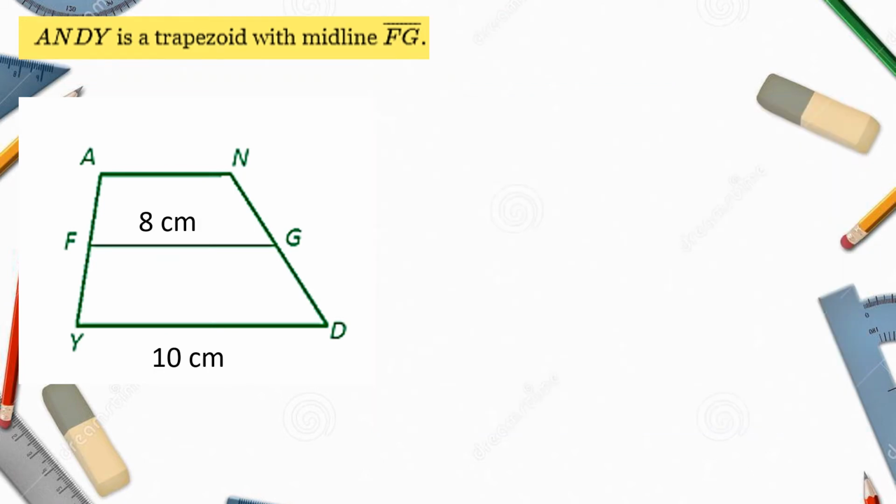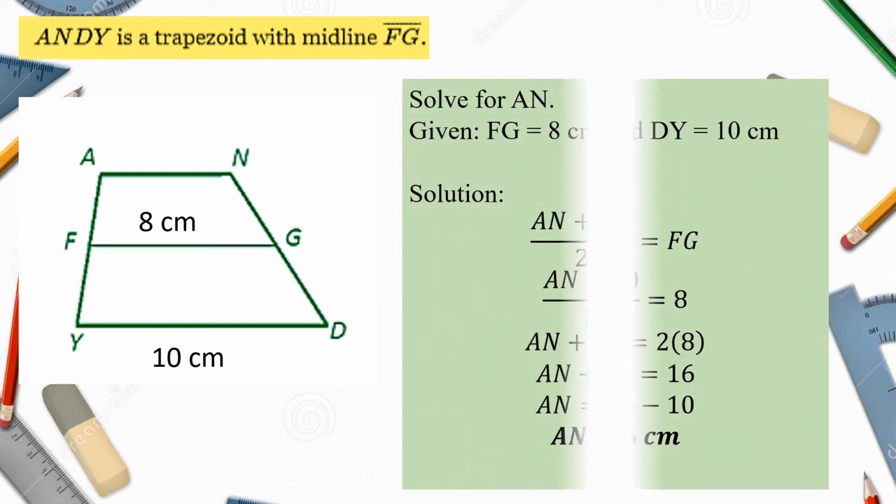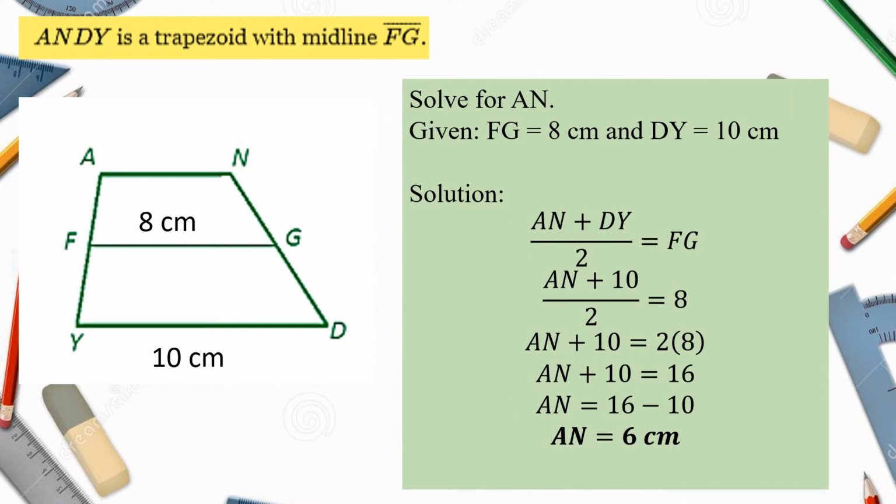Again, we will use trapezoid ANDY with midline FG. Solve for AN. So we need to find now the value of AN. Kanina, ang sinosolve natin ay ang value ng ating midline. So ngayon, ang isosolve natin ay yung other base part niya, yung nasa upper base natin. So we have FG is equal to 8 cm and DY is equal to 10 cm.